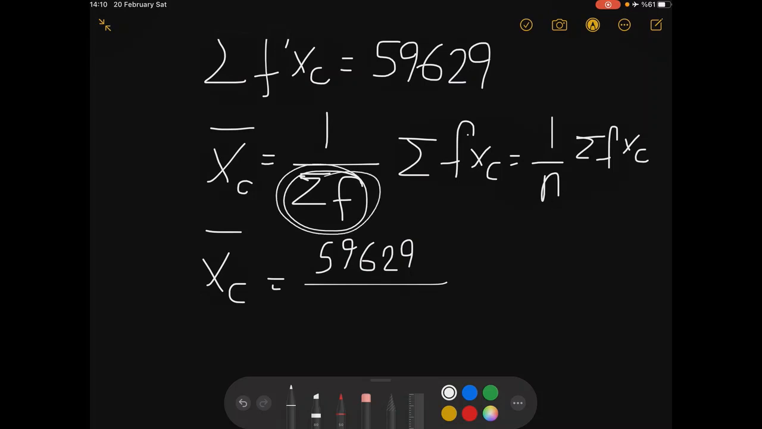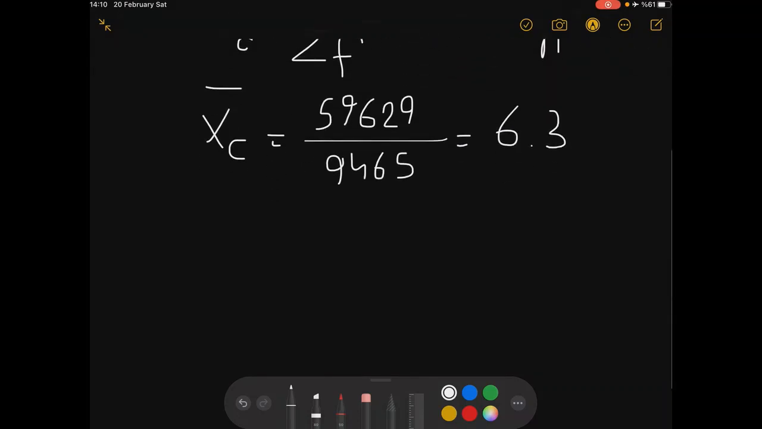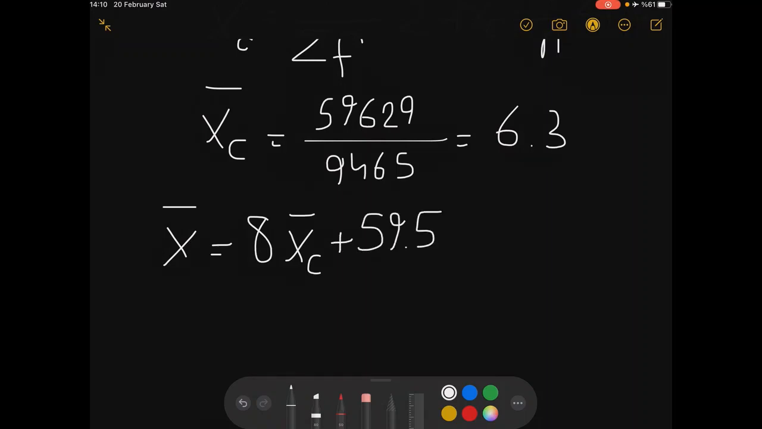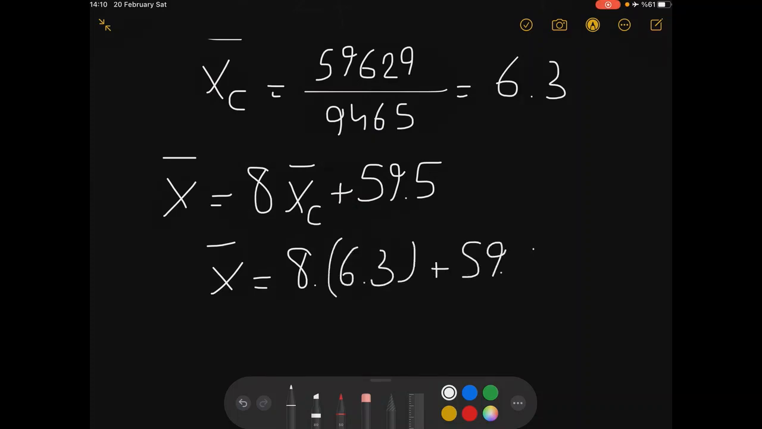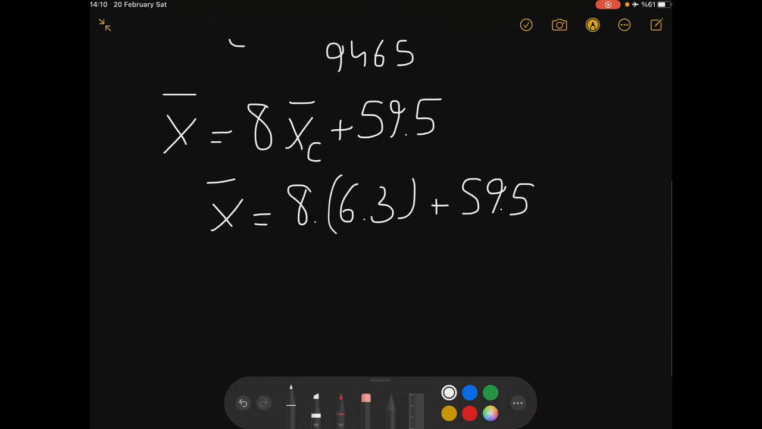And this would be your n, right? And your n is 9465, and the result will be 6.3. Great. Now, if you want to find the arithmetic average of the original values, what you have to do is multiply by 8 the coded average, plus this value, like this, right? So it's amazing, and the result will be 8 times 6.3 plus this value.